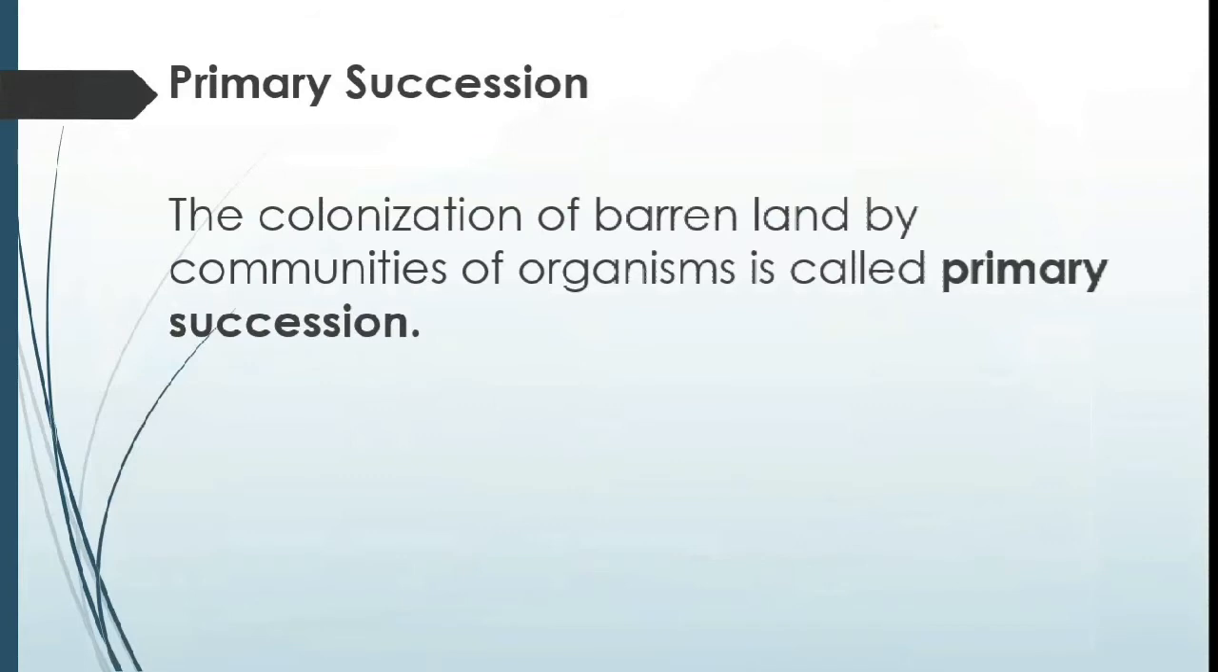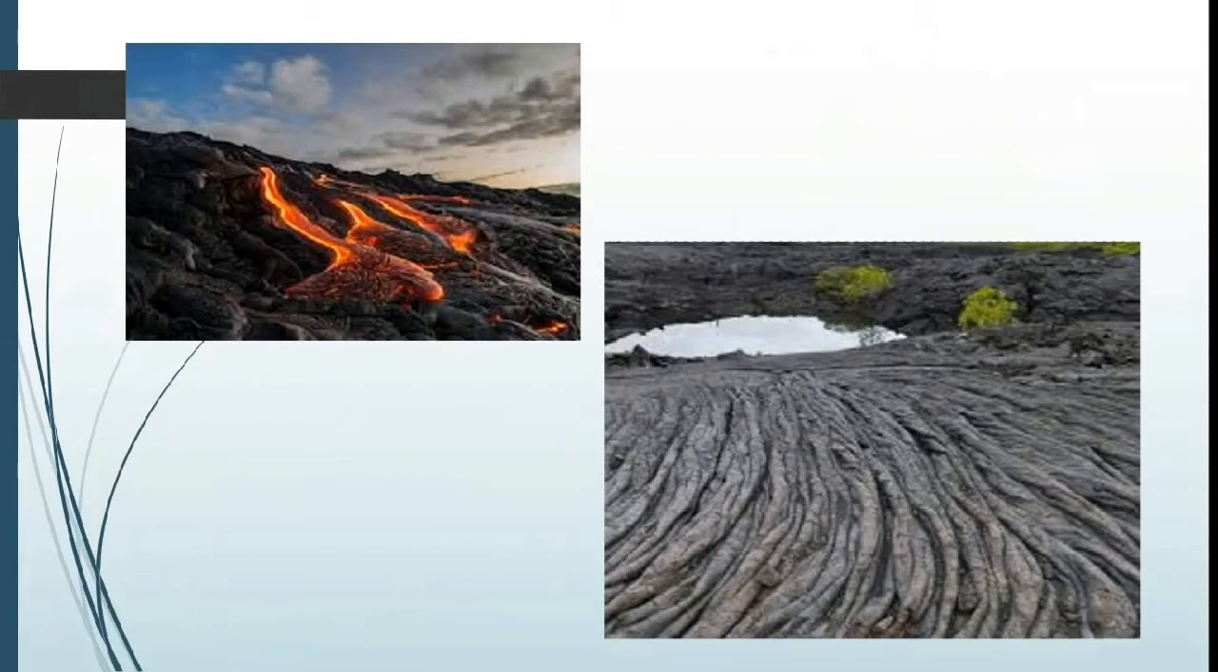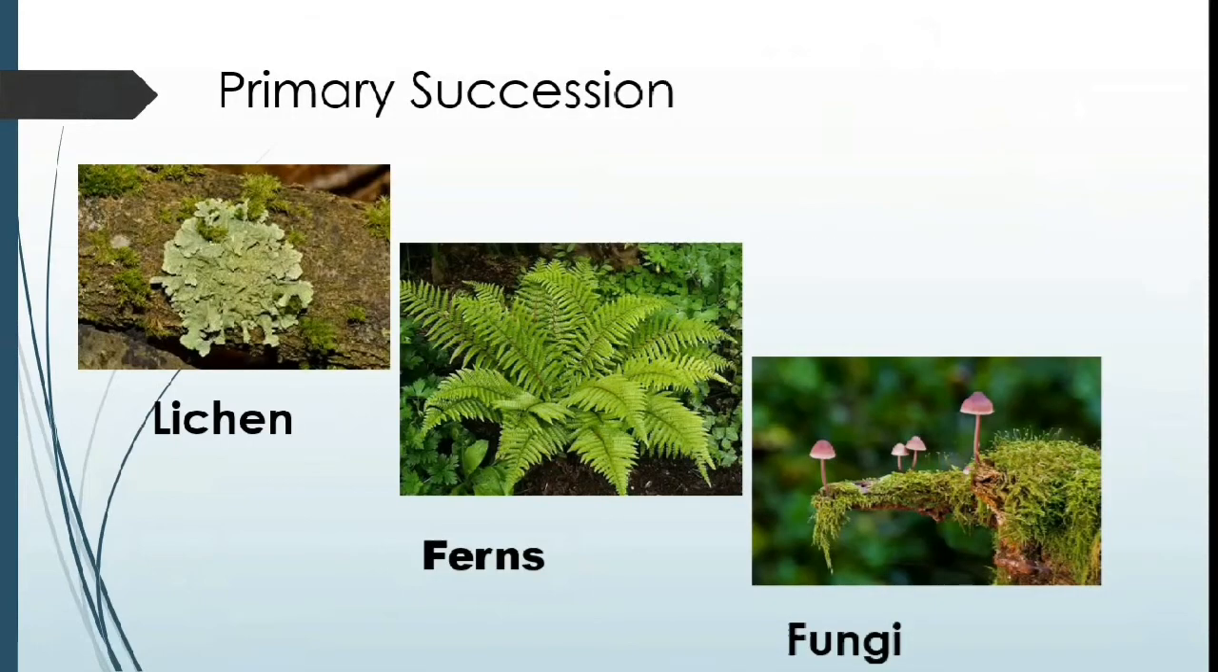Primary succession. The colonization of barren land by communities of organisms is called primary succession. Primary succession takes place on land where there are no living organisms. For example, lava flowing from a volcano destroys everything in its path. When it cools, new but barren land has formed. The first species to take hold in an area like this are called pioneer species. An example of a pioneer species is the lichen, which is a combination of small organisms.